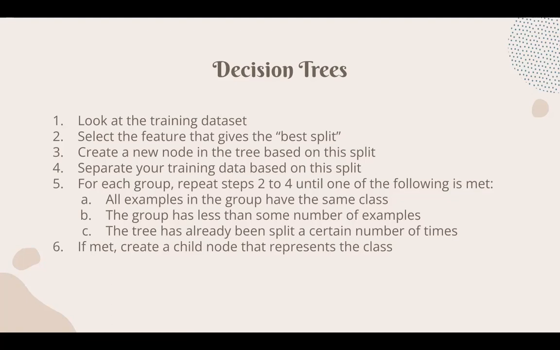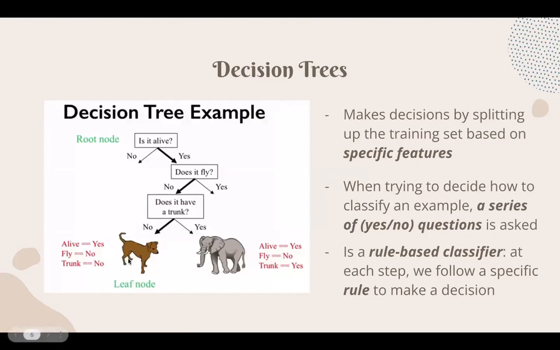Once you separate, for each group you repeat until all examples of the group have the same class. So all images of coyotes are in the coyote class and all images of wolves are in the wolf class. Or the group already has less than some number of examples, or the tree has already been split a certain number of times. And for those last two, this is determined by you. You can determine what number of examples you want, or how many splits is the max. And then if met, you create a child node to represent the class. So here, the child nodes are the elephant and the dog.